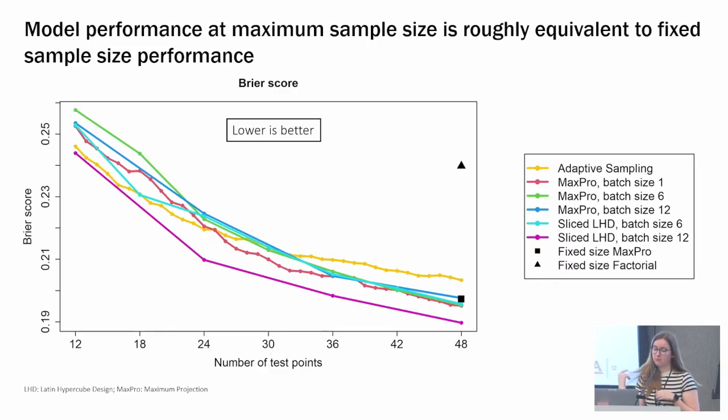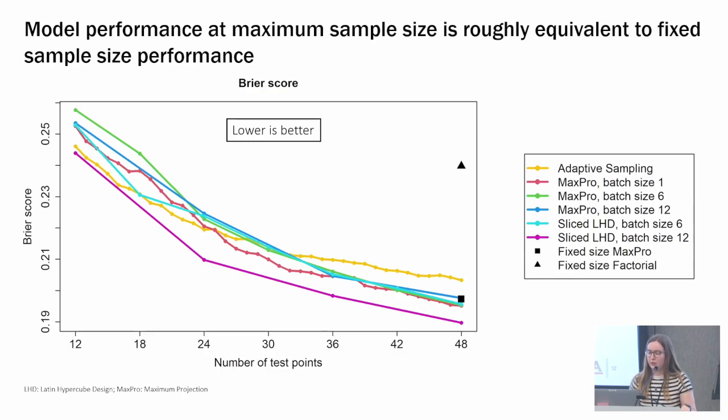From this plot, you'll see all of the sequential methods honestly perform about the same. Maybe the slice Latin hypercube design with batch size 12 is a little better and the adaptive sampling is a little bit worse. But all in all, these methods are performing relatively similarly. So because of that, we're actually going to be recommending using the maximum projection design because it is more flexible than these other designs. I mentioned before that adaptive sampling can only be used for one at a time acquisition, and slice Latin hypercube design has restrictions on the batch size, but maximum projection doesn't have any of these. So overall, it's going to give us the most flexibility.